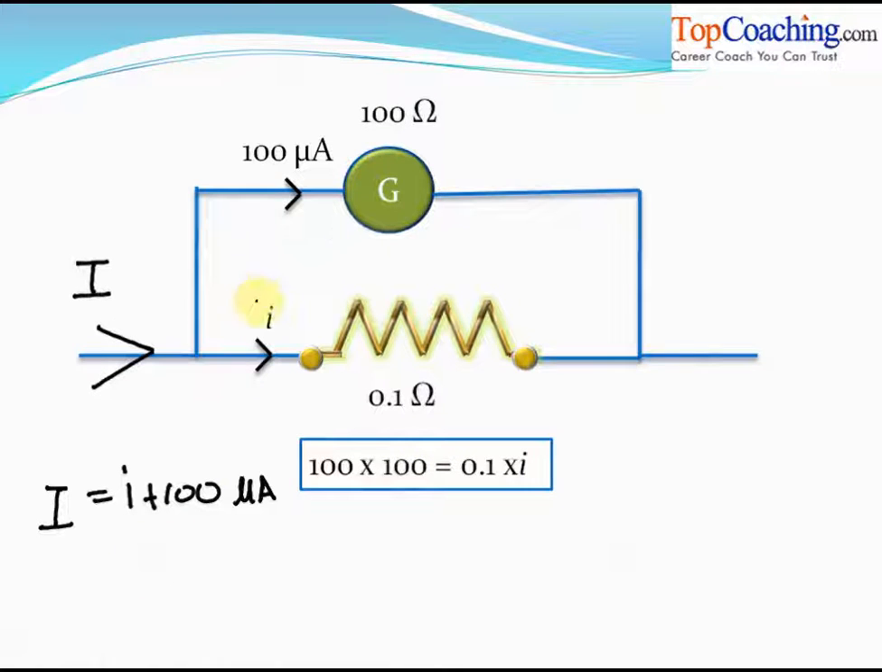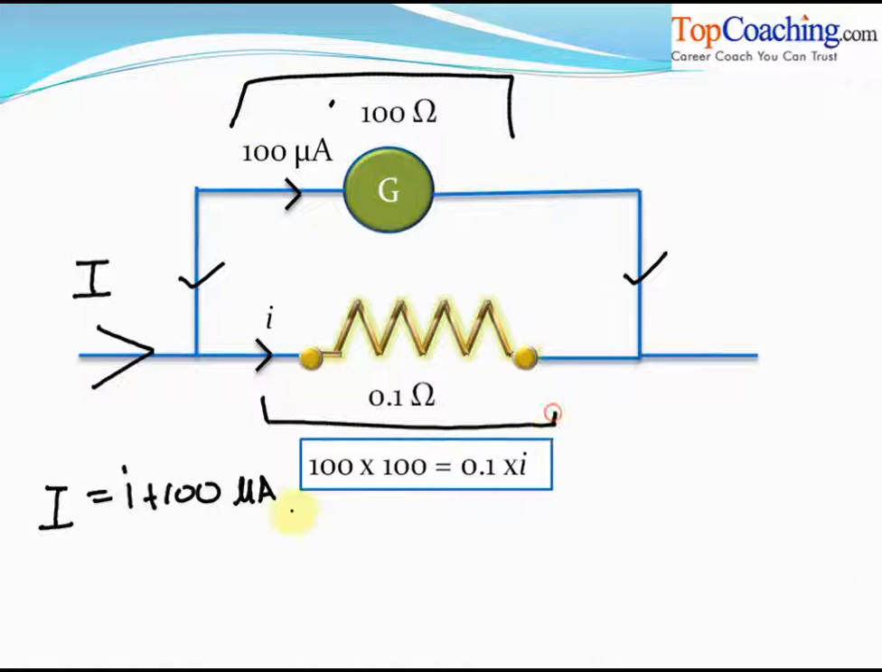Now, we can calculate the value of I by equating the potential difference between these 2 points. By equating the potential difference across the galvanometer and across the shunt resistance, you see the potential difference across the galvanometer is clearly 100 microamperes into 100 ohms, 100 into 100. And the potential difference across the shunt resistance is 0.1 ohms into I microamperes, isn't it? So using this formula, we can calculate the value of I, the current passing through the shunt resistance. Then clearly, the net current passing through the circuit will be I plus 100 microamperes, isn't it?